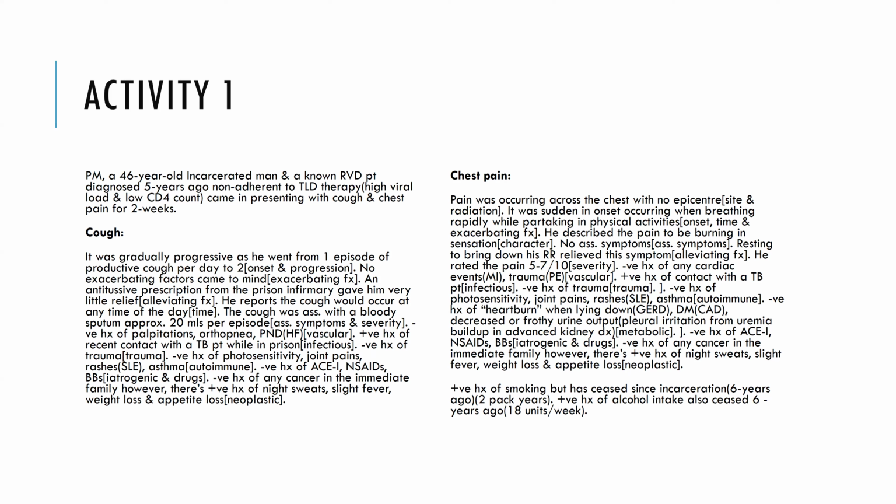There was no history of trauma, no history of photosensitivity, joint pains, rashes, asthma, no history of heartburn when lying down. Decreased or frothy urine. Is that no? No history of heartburn when lying down. Diabetes mellitus, decreased or frothy urine output. No history of ACE inhibitors, NSAIDs, BBs, no history of any cancer in the immediate family. However, there's a positive history of night sweats, slight fever, weight loss, and appetite loss. There was a positive history of smoking, but has ceased since incarceration, which was 6 years ago. He has a positive history of alcohol intake, also ceased 6 years ago.